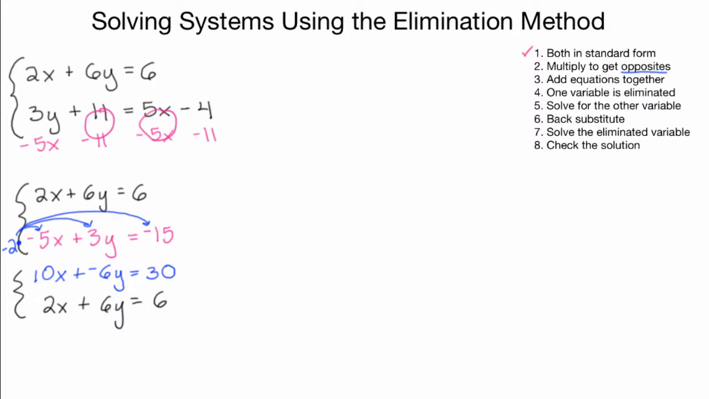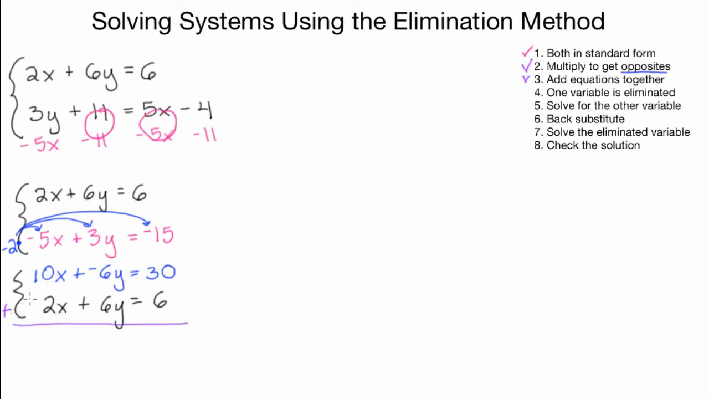But now look at what I got. Now I have opposites, negative 6y, positive 6y. When I add these together, I'm going to get a variable eliminated. So we just did step 2. We had to multiply one of the equations by negative 2 to get two of the terms being opposites. Now that I've got them in standard form, now that I've got opposites, now we can add our equations together. Let's go ahead and do that.